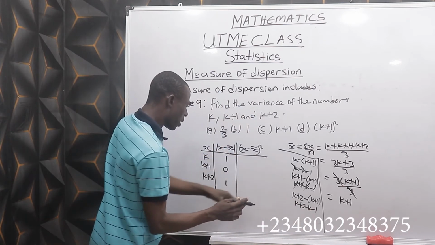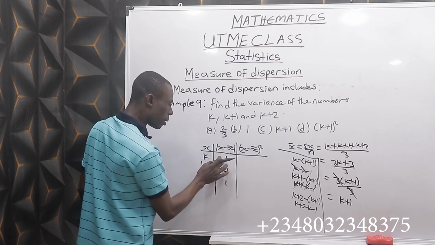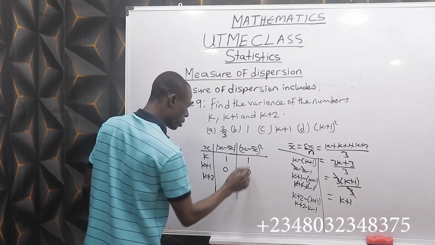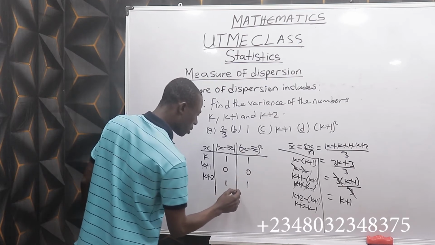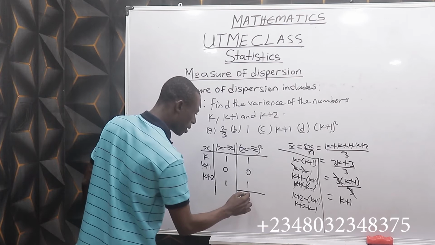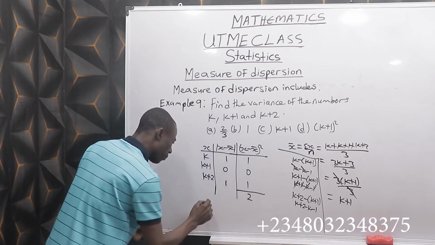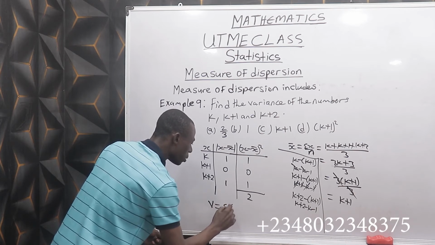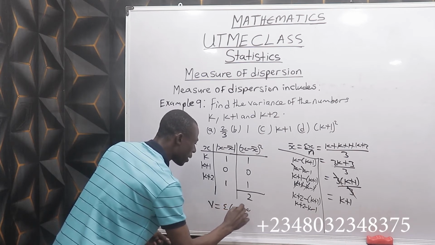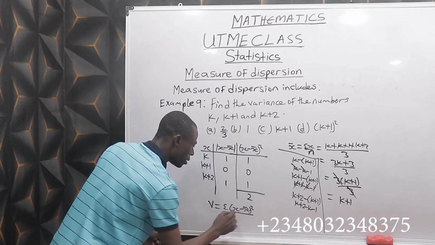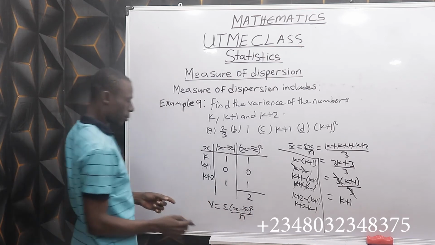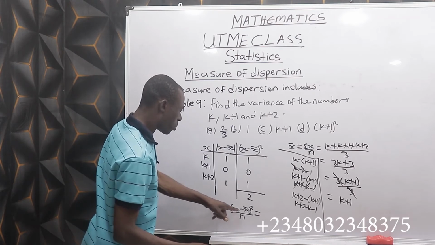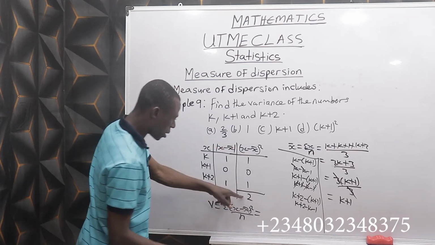In the variance level, you square deviation. 1 square is 1. 0 square is 0. 1 square is 1. Addition of these is 2. Variance, therefore, equals summation x minus x bar all square divided by n, which is summation x minus x bar all square, which is this, is 2.